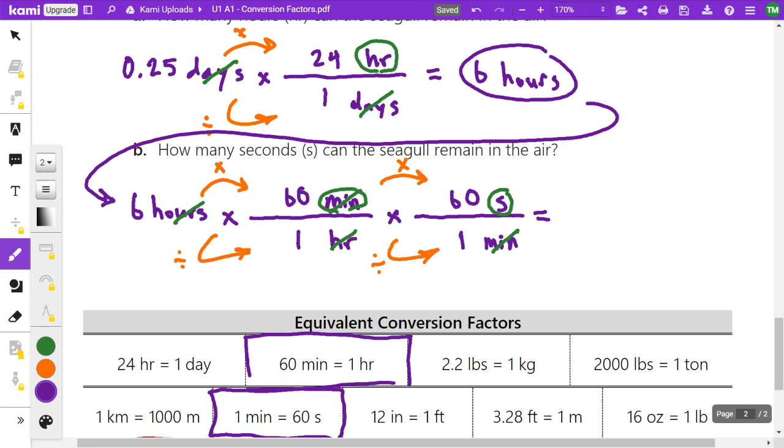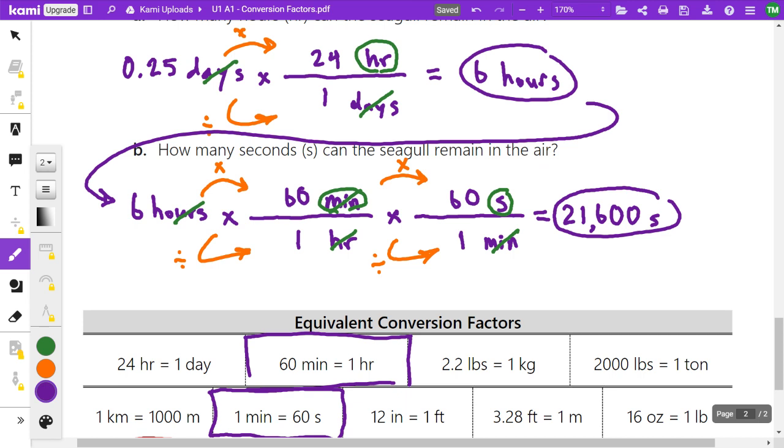So in total, if I don't want to have to do it piece by piece, all in one, I'm essentially taking 6 times 60 divided by 1, which doesn't do anything, times 60 divided by 1, which again doesn't do anything. So I'm essentially taking 6 times 60 times 60. 6 times 60 times 60, and my calculator gets me 21,600. And now my unit is seconds. Not minutes, not hours, not days, but seconds. And if you want, you could put a little comma there.